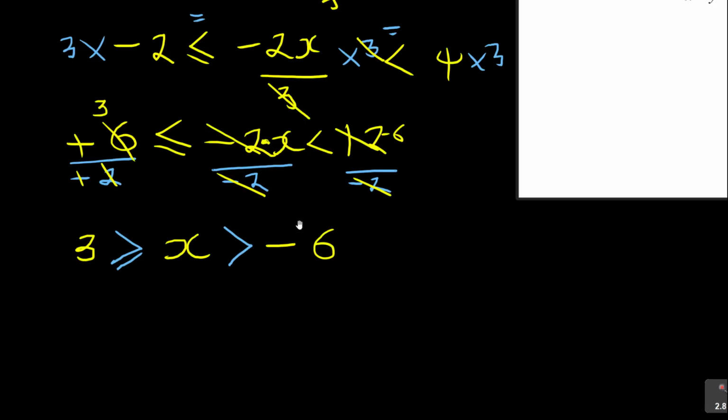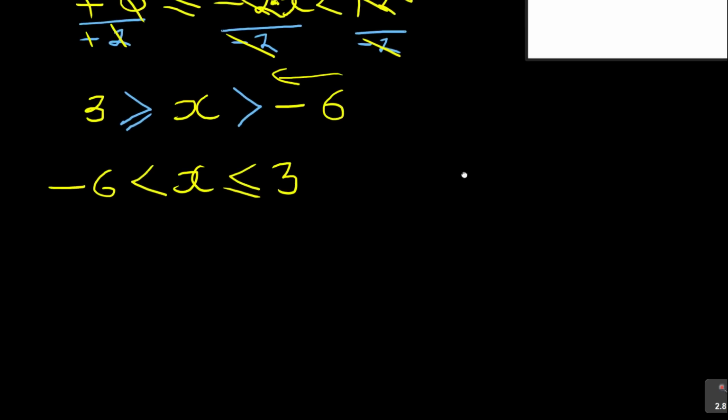But we can write it the other way around. You can do it like this. Minus 6 is less than x, you are writing it going this way, is less than or equal to 3. This is the most standard version you have. Always use it like that. Minus 6 is less than x is less than 3.